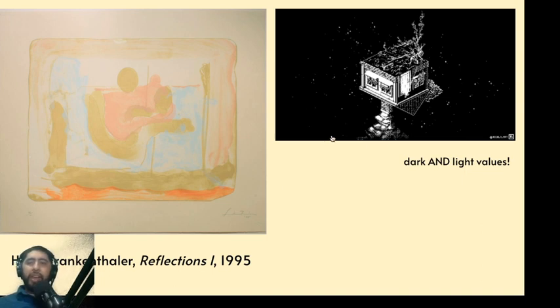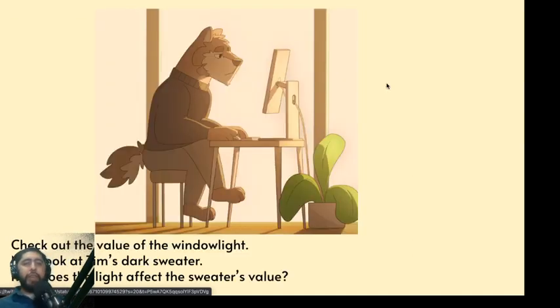And this one on the right has dark and light values. The dark values being the black, of course, and the light values being the pure white. And then again with the color constancy thing, think about how value is represented here.